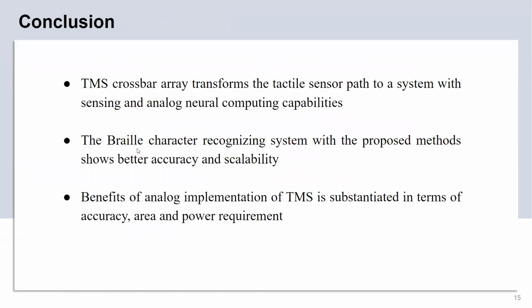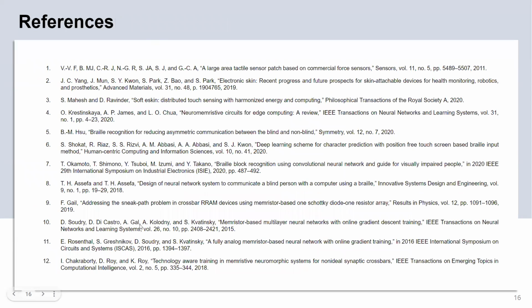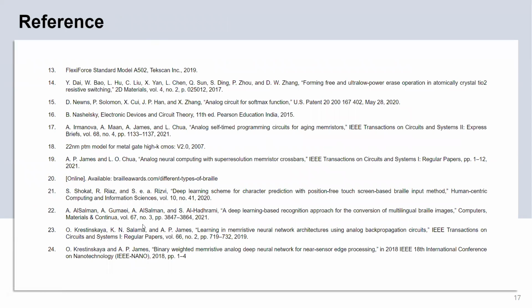Conclusion: the TMS crossbar array transforms the tactile sensor patch to a system with sensing and analog neural computing capabilities. The Braille character recognizing system with the proposed method shows better accuracy and scalability. The benefits of analog implementation of TMS are substantiated in terms of accuracy, area, and power requirement. These are the references.